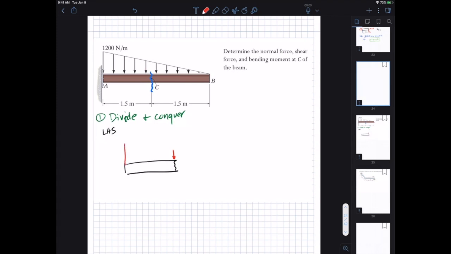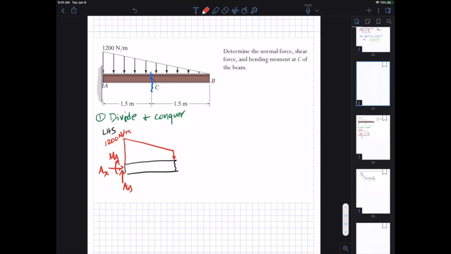And we know up here, it peaks at the 1200 newtons per meter. And it comes down to some value. We'll figure that out later. And because we have a fixed support on the left, right, then we know we're going to have an AX, an AY, and now we have a moment here.